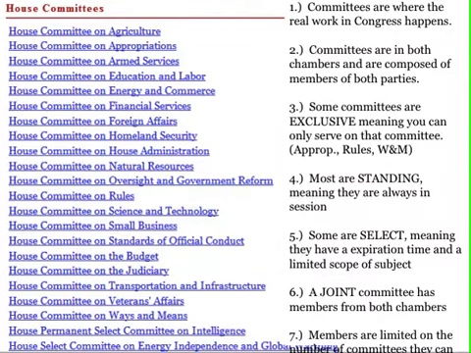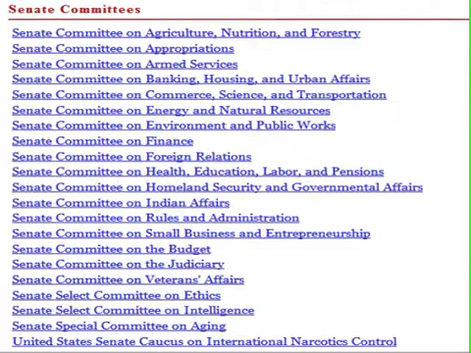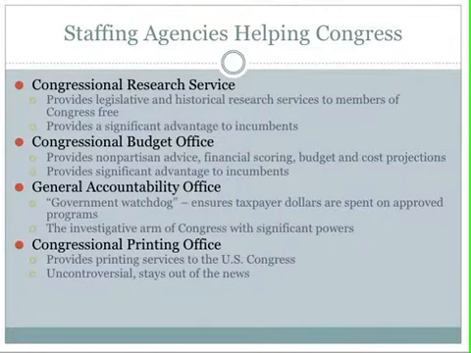So if you take a look at the committees for the House, it's kind of where all the work happens. If a bill is sent there, they look at it, they investigate it, they discuss it. Here's a list of the Senate committees. And then other roles that people have within Congress.